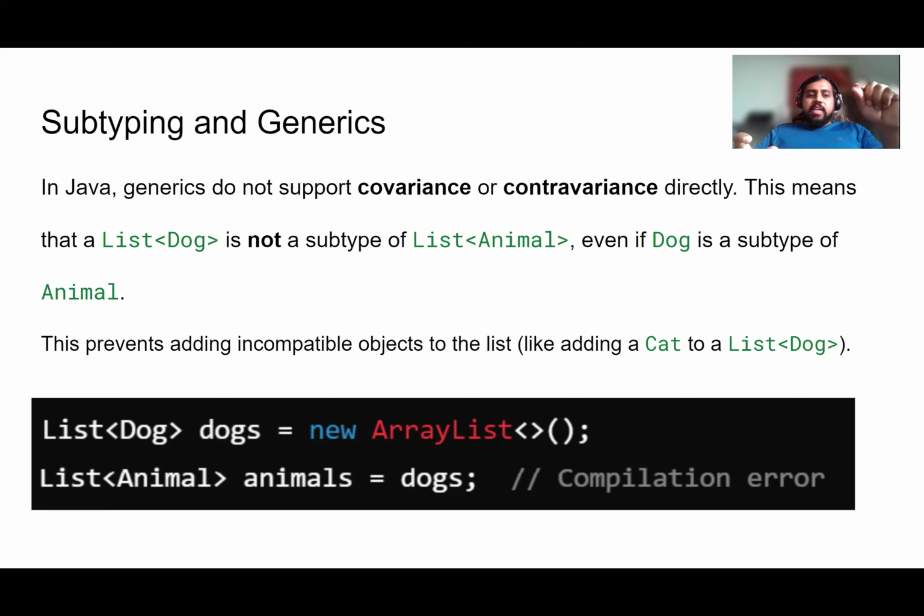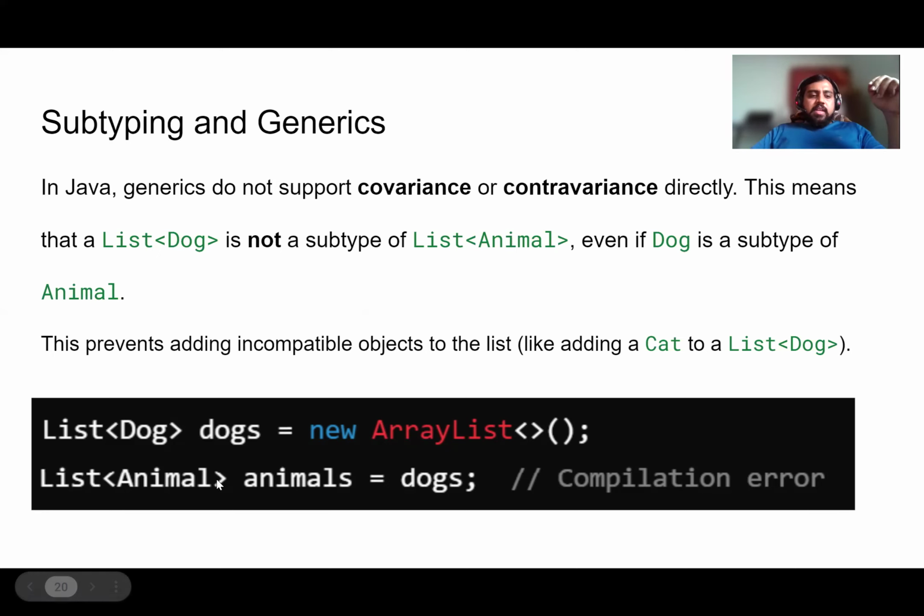Suppose I've created a list of animals, one list with Animal. I can't store both Dog and Cat into it, right? Because Dog and Cat are totally different things, even though they are animals. That is how it prevents adding incompatible objects, like adding a Cat to a list of Dog.